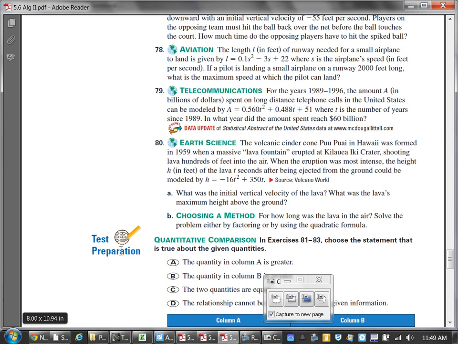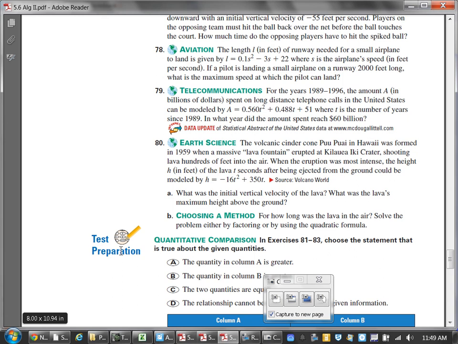79 and 80. Again, if you're looking at 79, you're doing the same idea. You just set that equal to 60. Just keep it at 60 because it's in billions. The amount A is in billions of dollars, so it's 60 billion. You don't have to write out 60 billion billion.